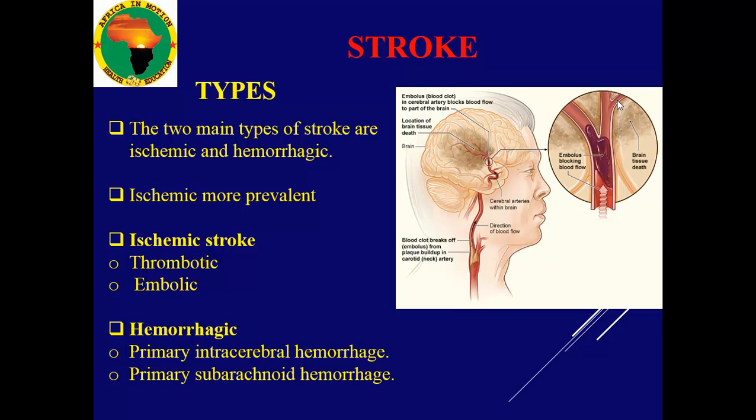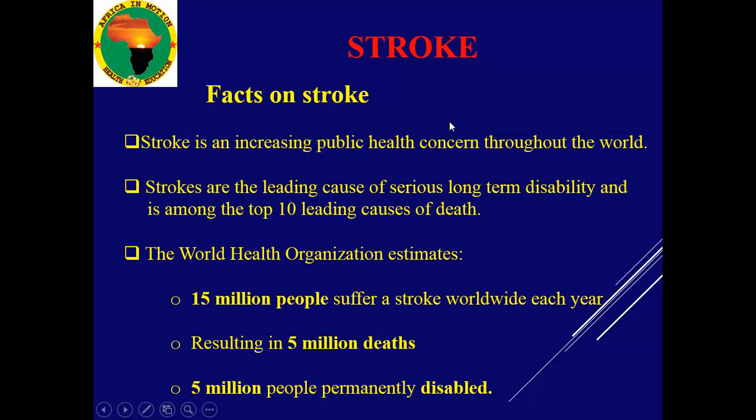Now, if we talk about these types, we saw that there is ischemic stroke, and we saw that there is hemorrhagic stroke. Ischemic stroke has what we call thrombotic or embolic. In embolic, it's a clot, an embolus, coming from far, then it will come and block. You can see that it blocked this area. Then hemorrhagic, it can be primary intracerebral, inside the brain, or subarachnoid, under the membrane that we saw.